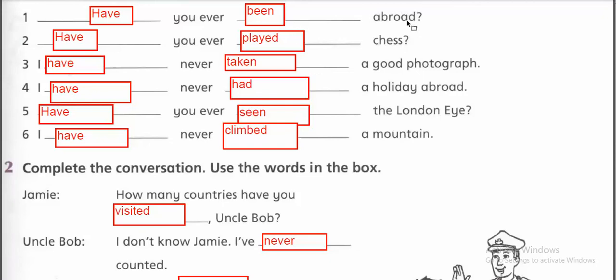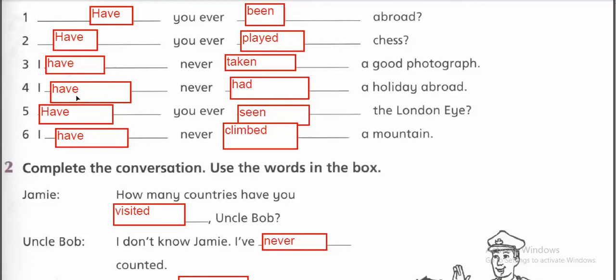The correct verb with abroad is been. The correct verb with chess is played. The correct verb with a good photograph is taken. The suitable verb with a holiday abroad is had. The London Eye is seen and a mountain is climbed. Let's continue. I have never had a holiday abroad.